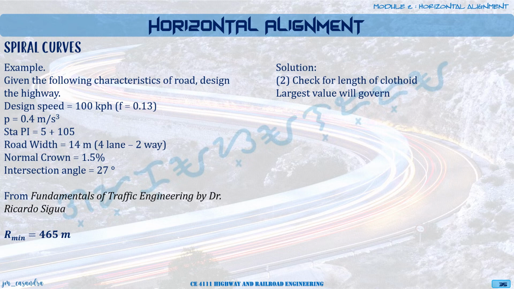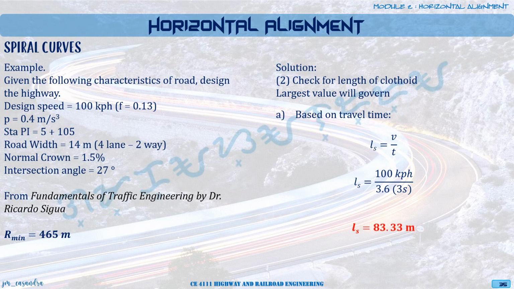We start off with the first one, our spiral length based on the travel time. Ls is computed as the velocity times time. So here, we'll be computing 100 kph times 3 seconds, but we have to convert hours to seconds, so we'll be dividing this value by 3.6. Ls is computed as 83.33 meters. So this is our first computation of Ls.